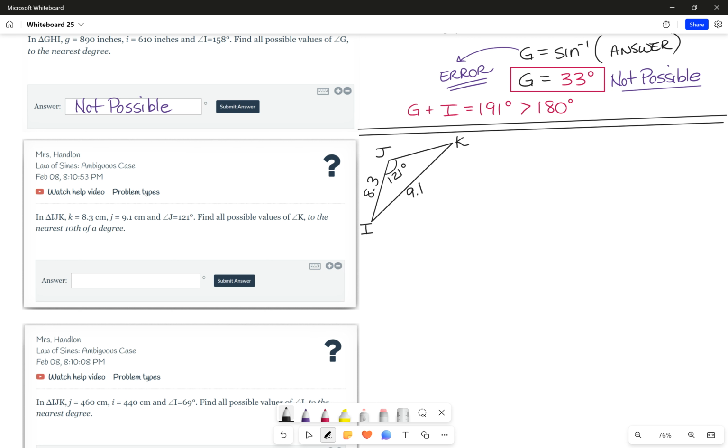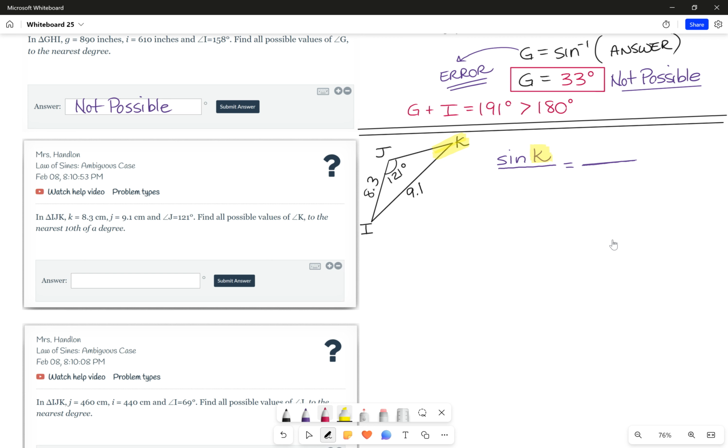Okay, so we are looking for all possible values of K. So we're looking for this angle right over here. We're either going to have one solution, two solutions, or no solution. So again, we are going to set up a proportion because we know it's law of sines, because we ended up with an SSA classification. And SSA classification says that whatever we're looking for, mention that first. At least that's what I suggest. You don't have to, but sine K or angle K is what we're looking for, but you still have to write the word sine first.